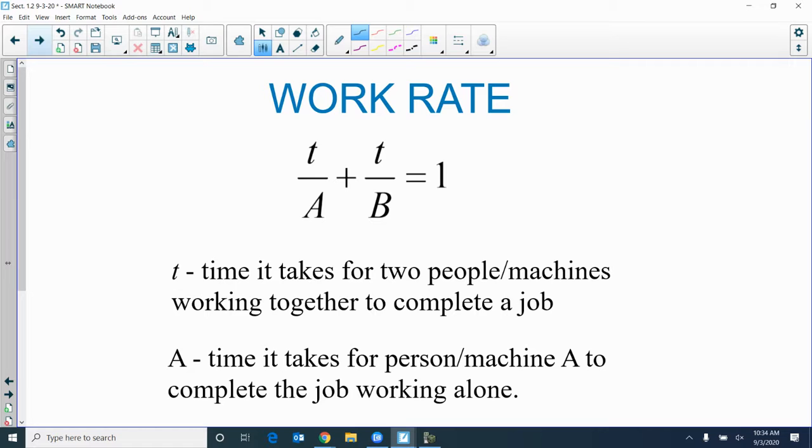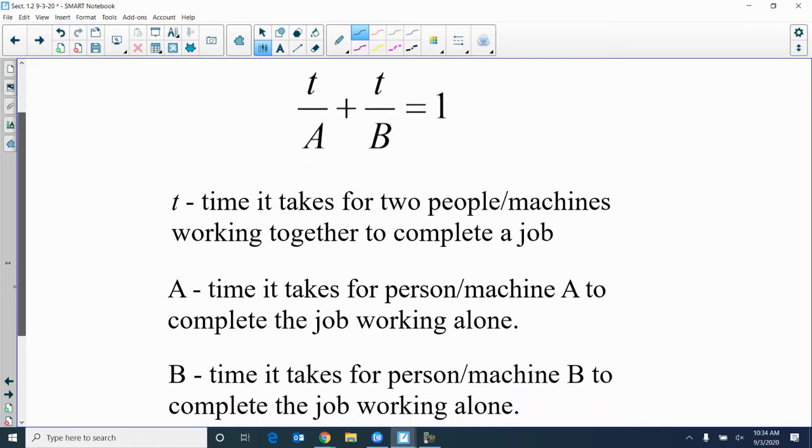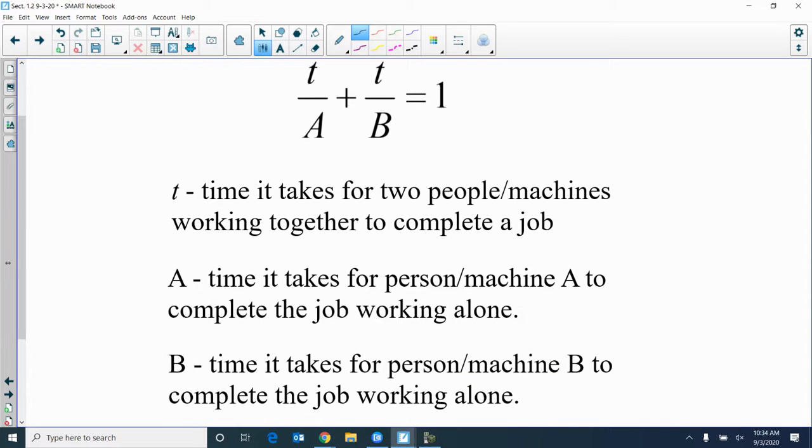But this is a pretty helpful formula. T over A plus T over B equals 1. You might want to indicate what the T and the A and the B are. While you're doing that, the actual examples we're going to do together, I got on here so you don't have to just take the time to write them down.